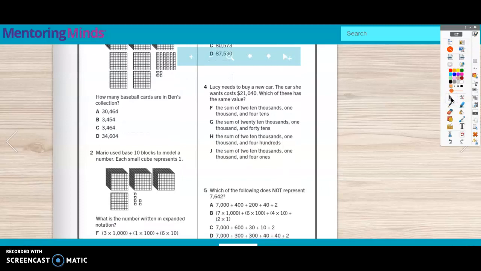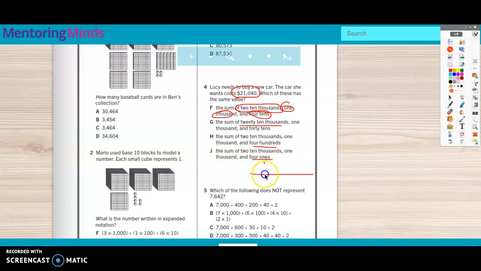Number 4. Lucy needs to buy a new car. The car she wants costs $21,040. Which of these has the same value? Most people who got it wrong pick G because they see 10, 20, 10,000. But if you just say it to yourself, this number is 21,000. So you should have 10,000, 10,000, 1,000, and 4 10s. Some people pick H or J because they didn't look at the last digit. The 4 should be in the 10s place.